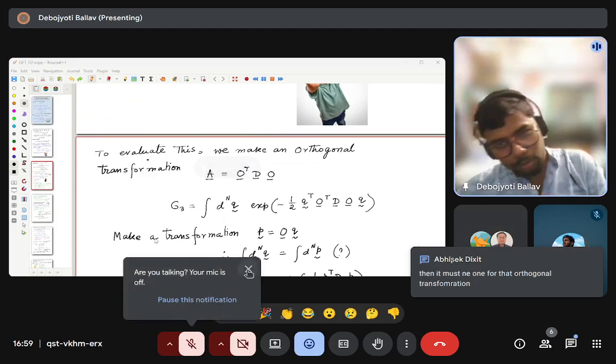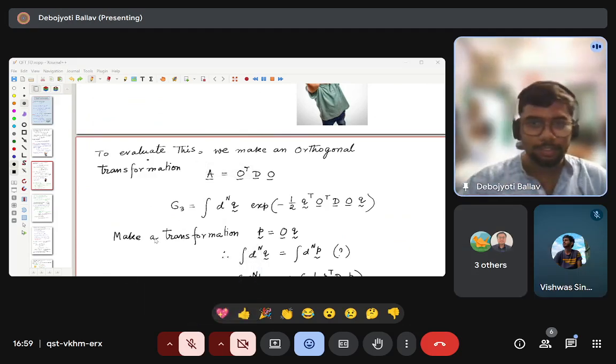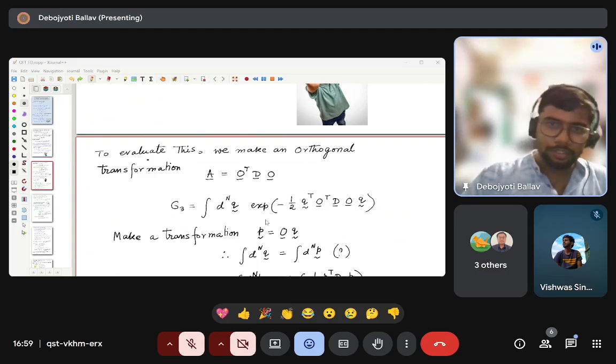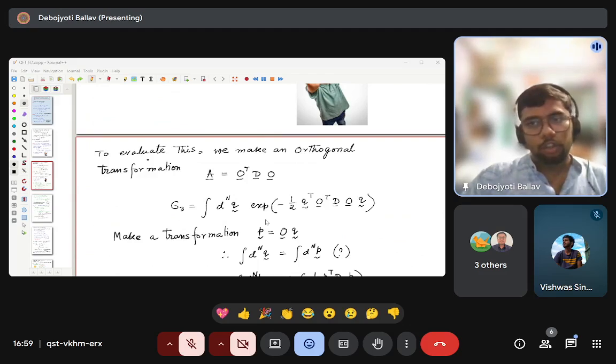You can unmute yourself and speak. That's the whole point. The point is that this transformation is an orthogonal transformation, so the Jacobian is 1, nothing else. Because for orthogonal matrices, if you calculate the Jacobian, you will find that the Jacobian determinant will be exactly 1. That's why the integral measure won't change. So you can directly write dn of q as dn of p.